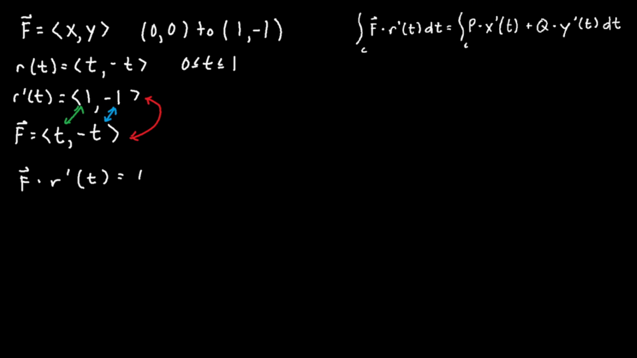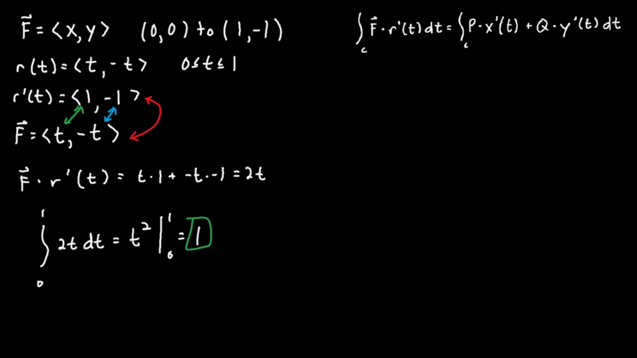So when we do that, you get t times 1 plus negative t times negative 1, which is just equal to 2t. So our integral, when we set this up, remember our boundary is from 0 to 1 for our parameterization, so our boundary for our integral is 0 to 1, is just 2t dt. And the integral of this is something simple, it's just t squared. Our boundaries are 0 and 1. You plug in 1, you get 1. You plug in 0, you get 0. So our answer is just 1 for this problem.